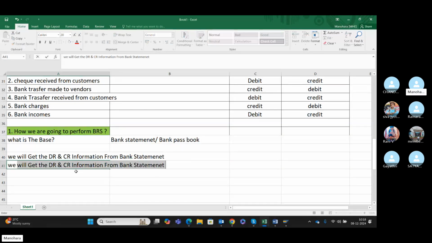So we need to make sure that we are not getting confused with debit and credit from the accounting point of view.